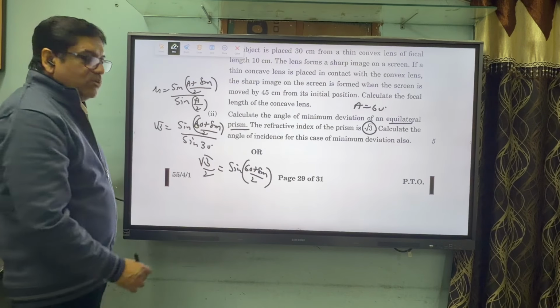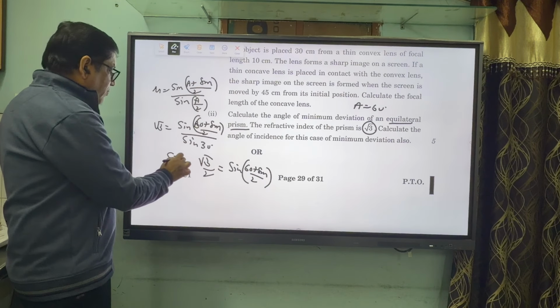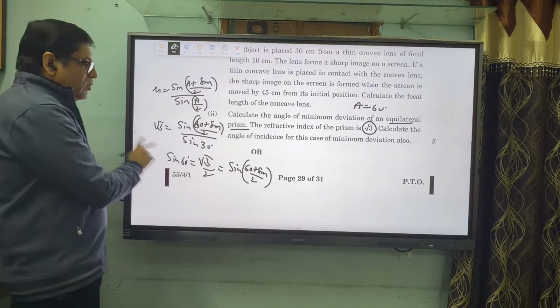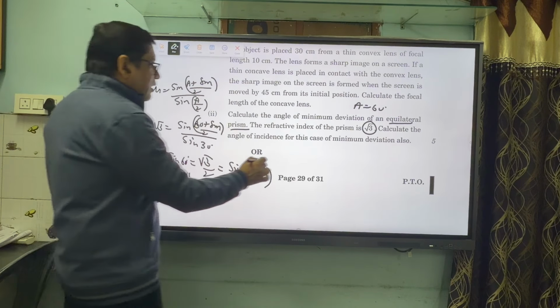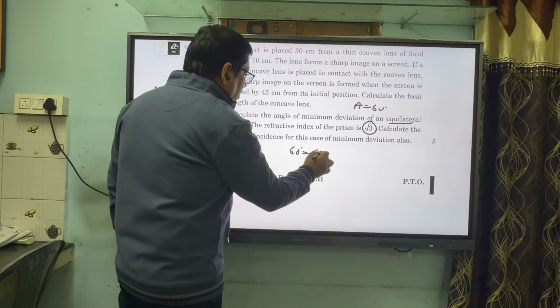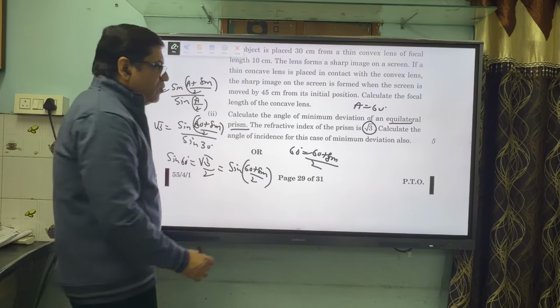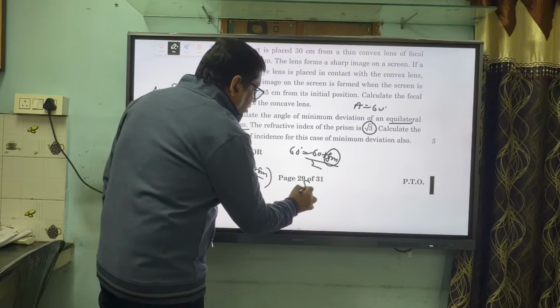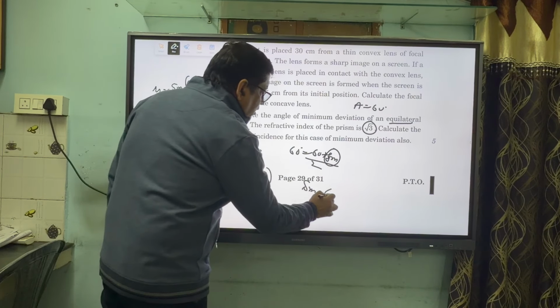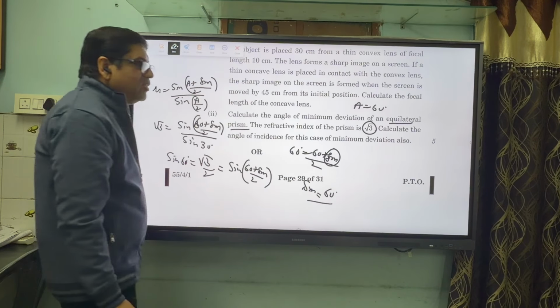What is root 3 by 2? It is sine of 60 degree. Root 3 by 2 is sine of 60 degree. दोनों तरफ sine हटा दो. 60 degree becomes (60 plus delta m) by 2. So now you can solve to find out delta m. Delta m की value आ जाएगी हमारे पास 60 degrees. Minimum deviation is 60 degree.